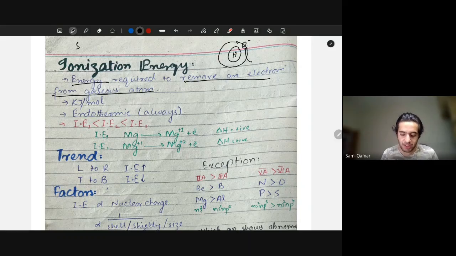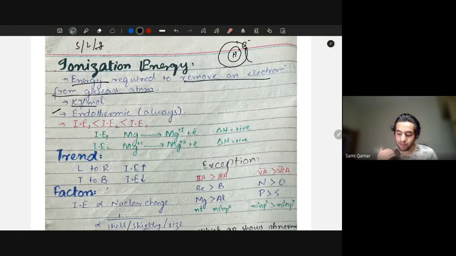And now the trick is here. It will give you solids, liquids, and gases. Then it will ask you to identify it. So this is why you really need to be cautious. It is an energy, so it will be measured in kilojoules per mole. And remember this, it is endothermic.